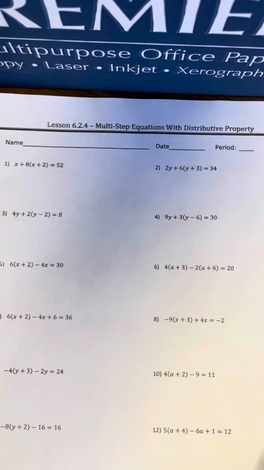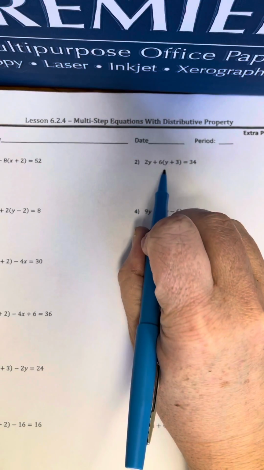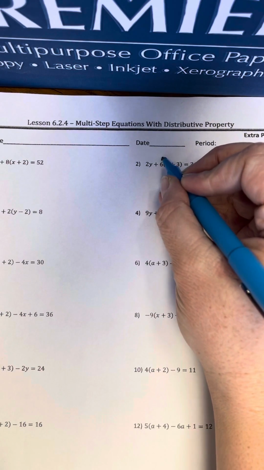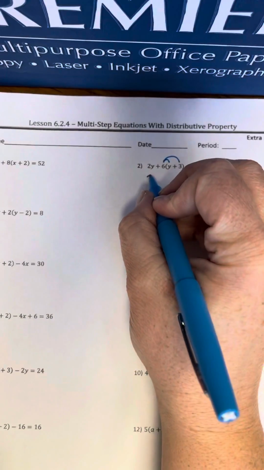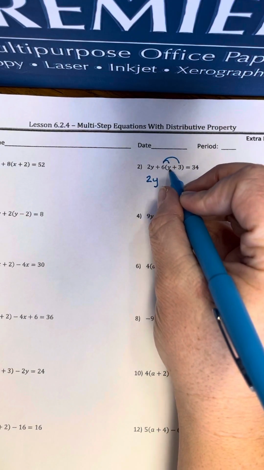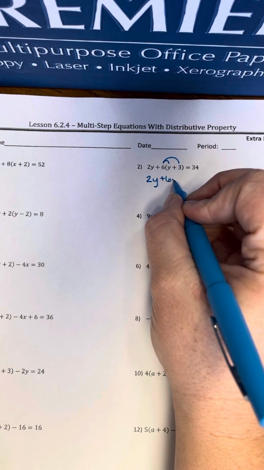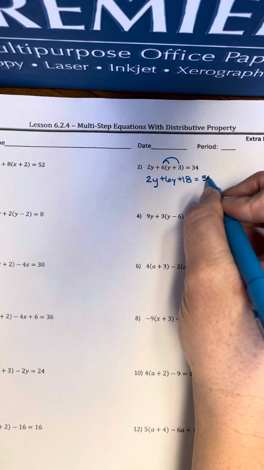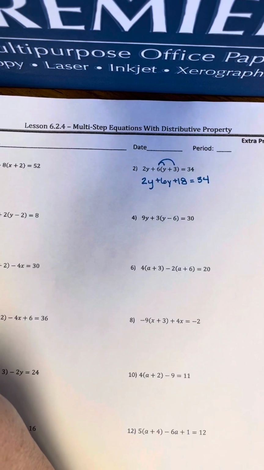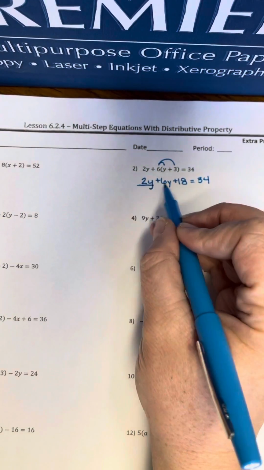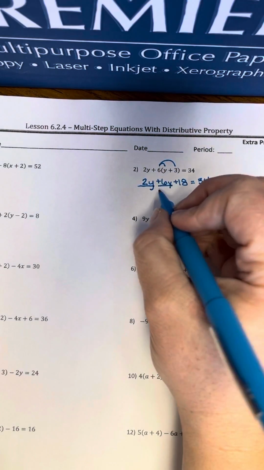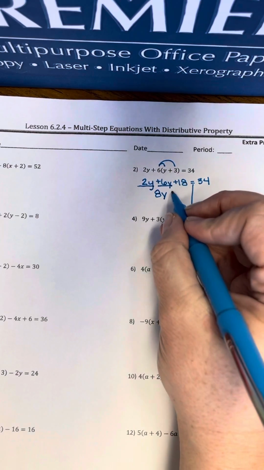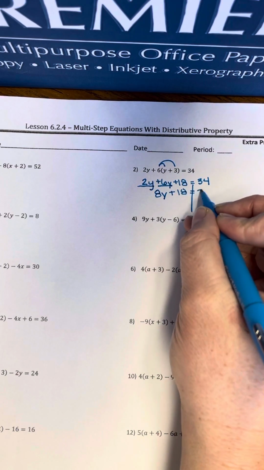So let's start with number 2. Number 2 has parentheses, which means we are going to distribute. So we're going to distribute 6 times y and then 6 times 3. We're going to get 2y because we haven't used that. 6 times y is 6y, so plus 6y. 6 times 3 is plus 18, equals 34. Step 1 done. All right, step 2, we're going to combine our like terms. So 2y plus 6y, which is 8y. Now 18 has nothing to be combined with, so we're just going to keep plus 18 equals 34.